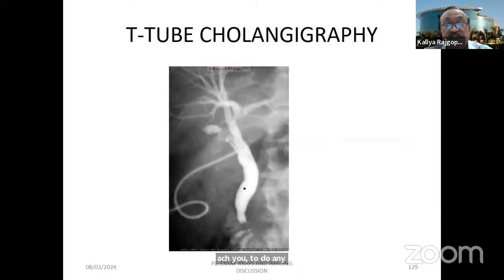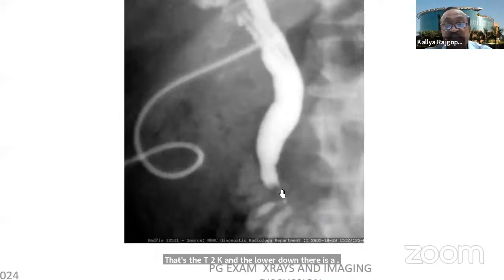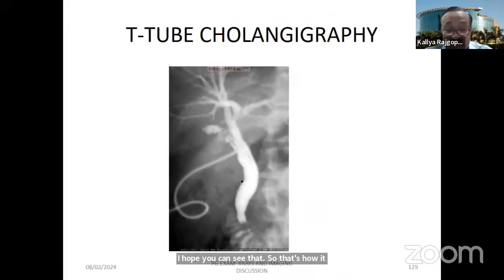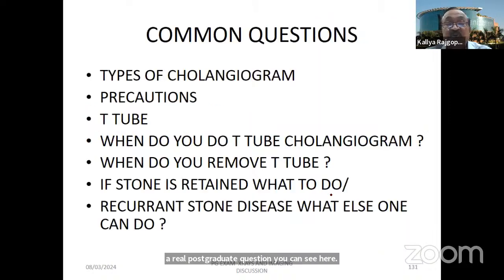If you see this picture here, that's the T-tube cholangiogram, and lower down there is a retained stone there. I hope you can see it. So that's how it is. It's a real postgraduate question. When do you do the T-tube cholangiogram?